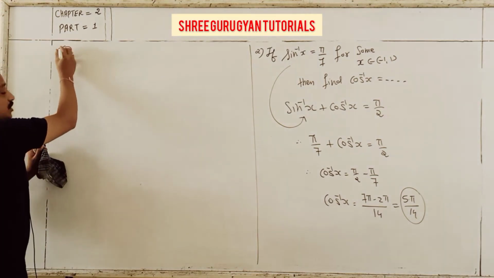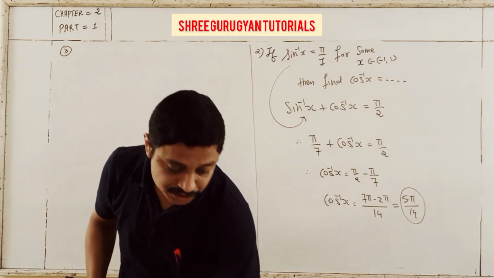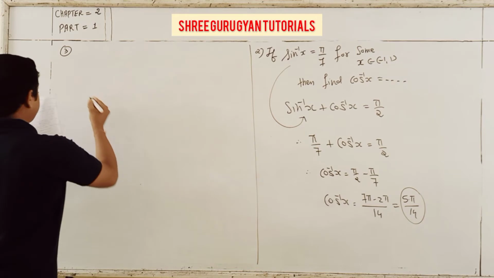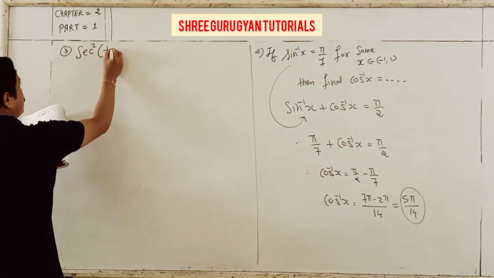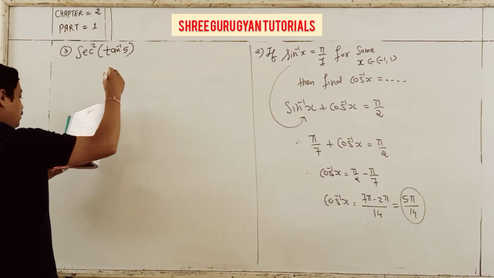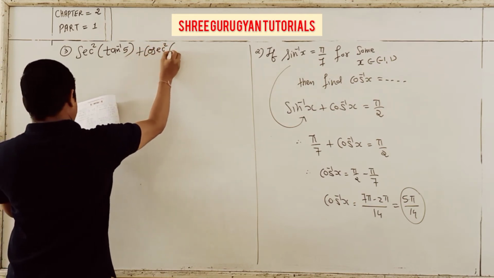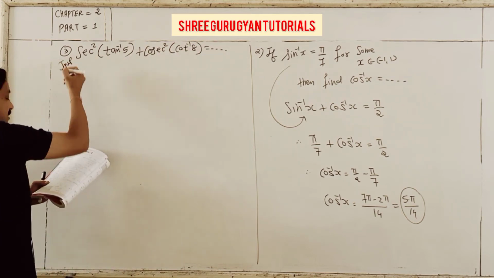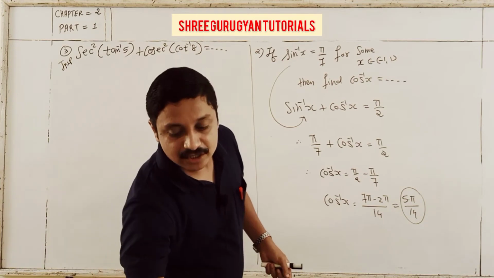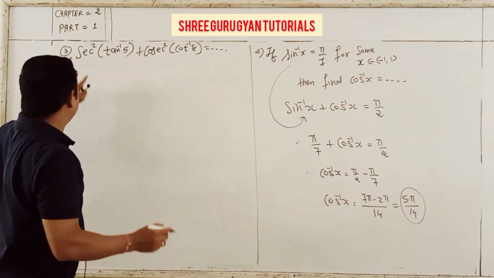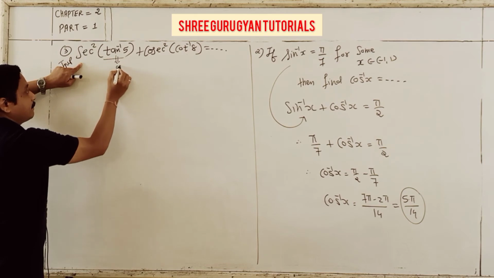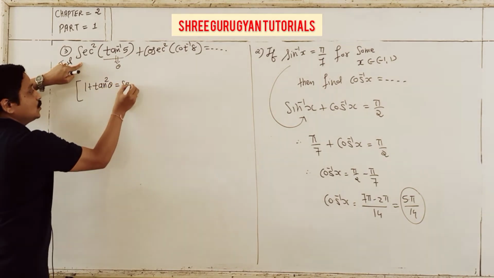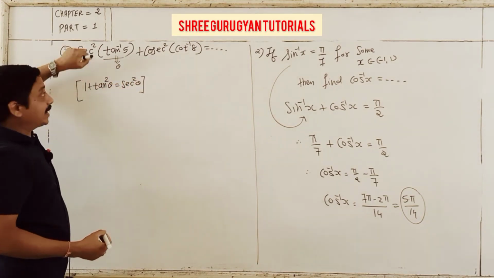Now continue with the third. It is a 1 mark question, students. 1 mark. Very small question I take, and that is an exam related question. Sec square tan inverse 5 plus cosec square cot inverse 8. This is an IMP question and already asked in exam. You know the formula sec square theta, that is considered theta. So property you know, 1 plus tan square theta is equal to sec square theta.